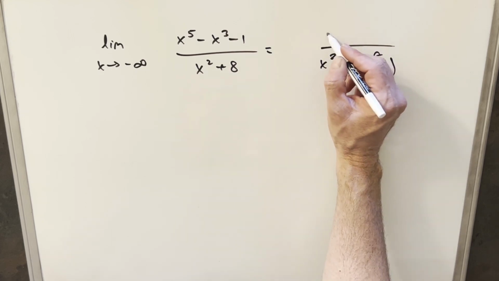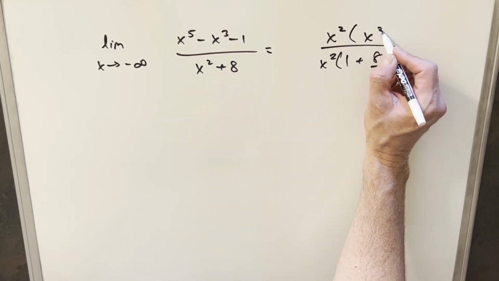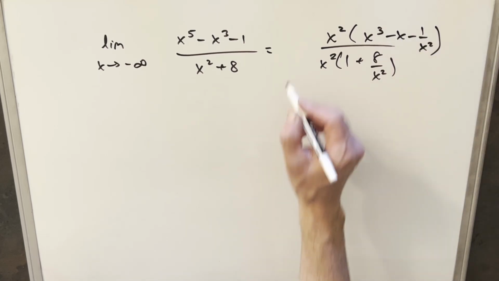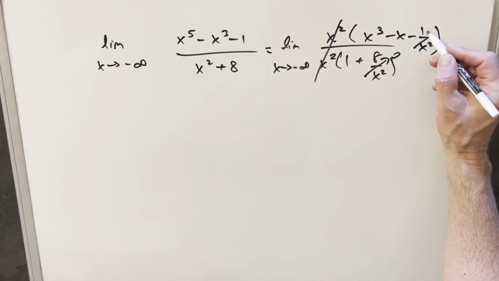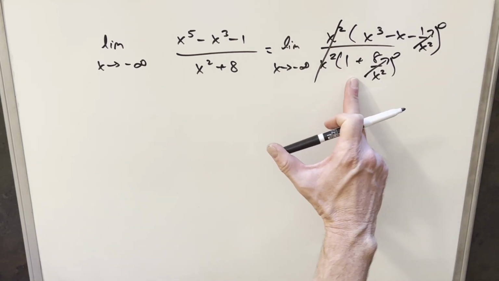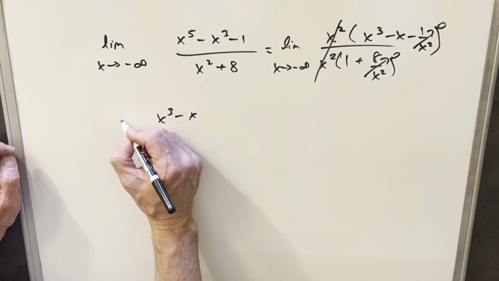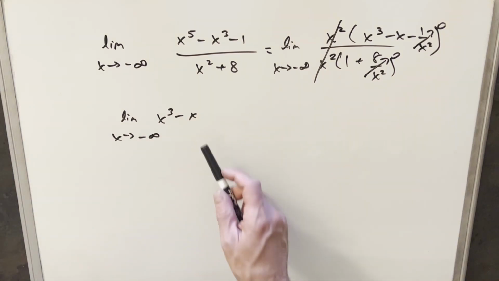And then here in the numerator, we'll factor out x squared as well so that we can get that cancellation. This is going to give me x cubed minus x minus 1 over x squared. Now we do that, we get the cancellation here. This stuff is going to 0. Now we just have a 1 in the denominator. So what we're looking at for our limit is x cubed minus x as x is approaching minus infinity. Well, this is interesting here.